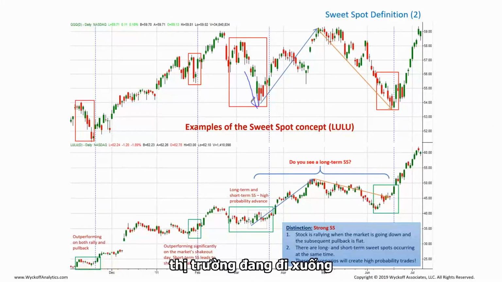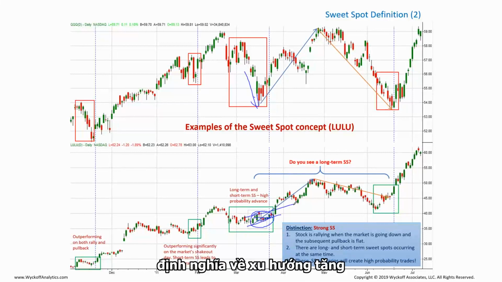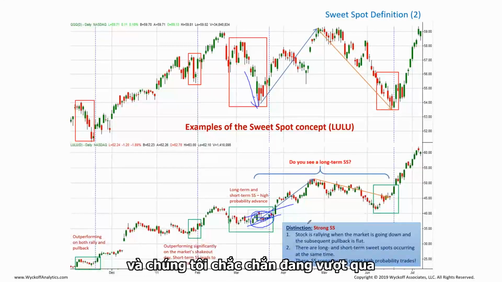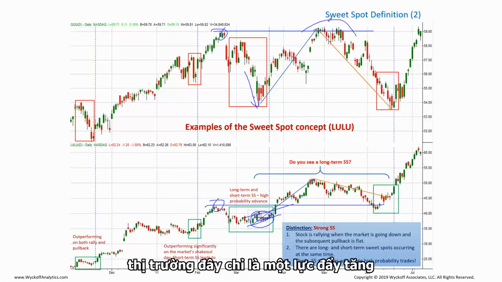The market is going down. The stock is trying to be flat and trying to create a definition of the uptrend. So already suggesting that somebody is buying as the market goes down. And we are definitely overcoming the previous high for the stock, whereas for the market, this is just an upthrust.